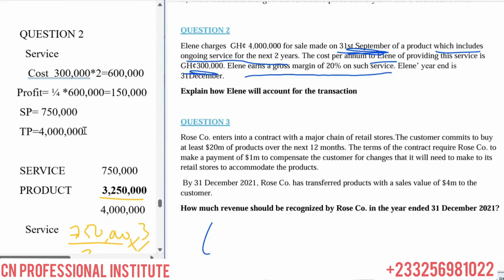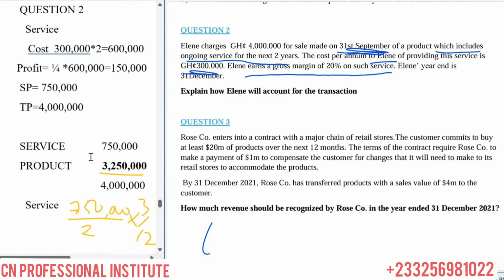So the standalone selling price for the service, okay, is 750. The total transaction price is what? 4 million. So this is a division. Okay, so we deducted the 750 for the service from the total, and the remaining is the revenue for the product. So the product is 3,250,000. So this is the revenue for the product. The service is 750.